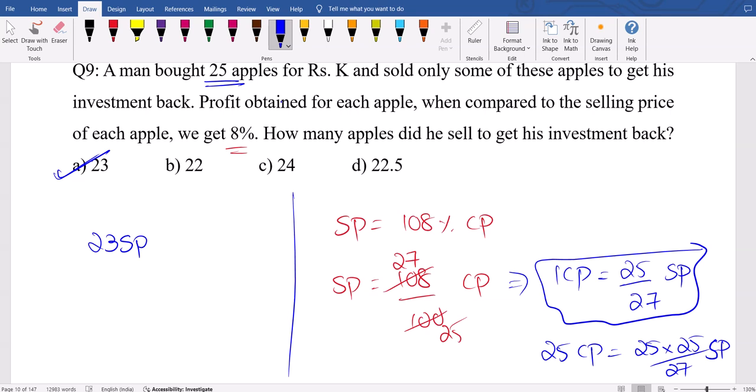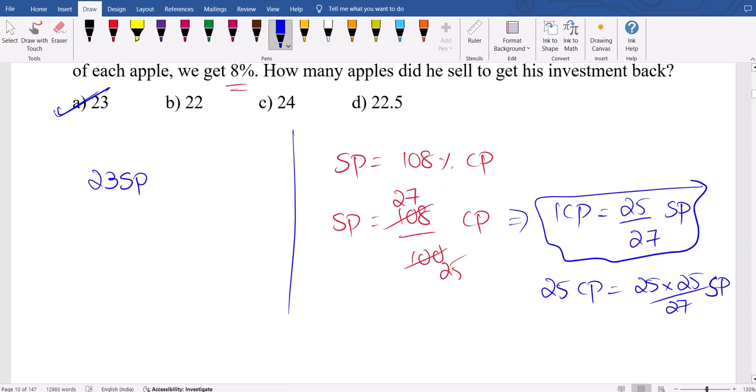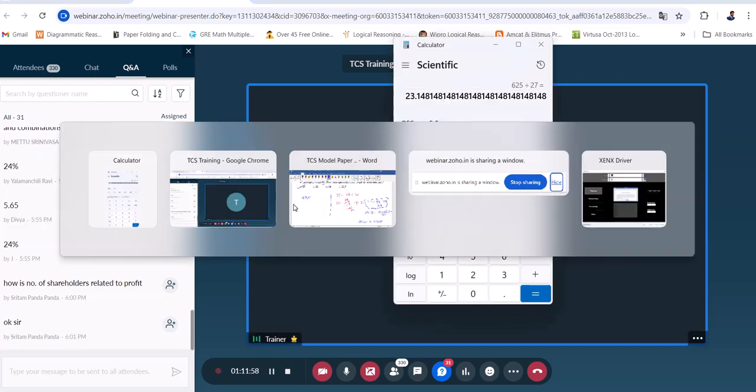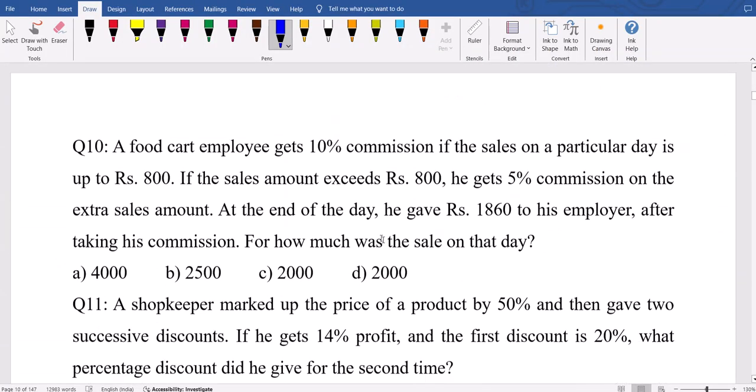Okay, 8% profit. But how many apples did he sell to get his investment back? If you work on that, it's approximately 23. You purchase 25 and how much should be sold is 23, that is the scenario. If you calculate, with 25 apples purchased, approximately you need to sell 23 to get the amount back. Option A is approximate, not exact, because we got 23 point something. Fine. Now let's see the next question.